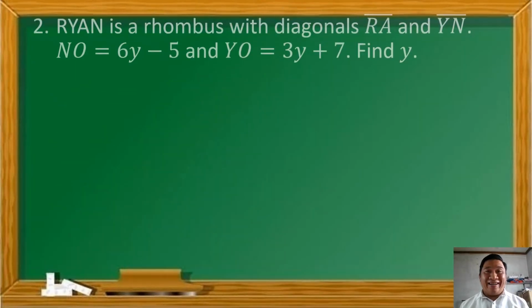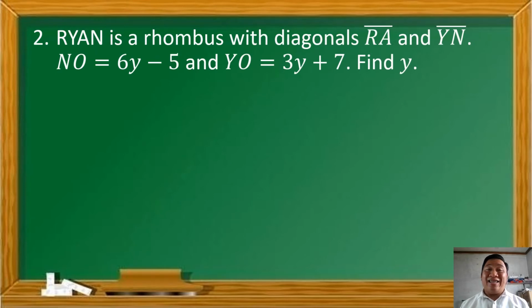Problem number 2. RYAN is a rhombus with diagonals RA and YN. The measure of segment NO is equal to 6y minus 5. And the measure of segment YO is equal to 3y plus 7. Find the value of y.